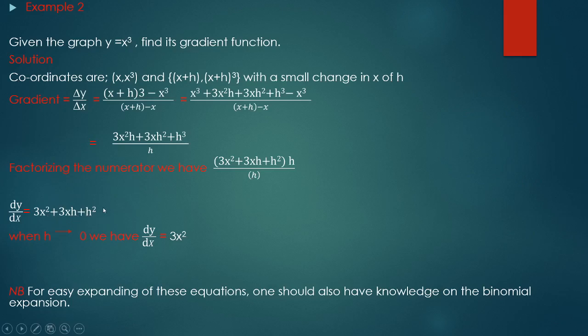plus h squared. But remember, we said h tends to 0. As h tends to 0, we shall have dy over dx, our gradient function, to be 3x squared, because you substitute h with a 0. 0 times everything is 0, and 0 squared is still 0, so we remain with 3x squared. So our dy/dx, that is the gradient function for y equals x cubed, becomes 3x squared using the first principle method.